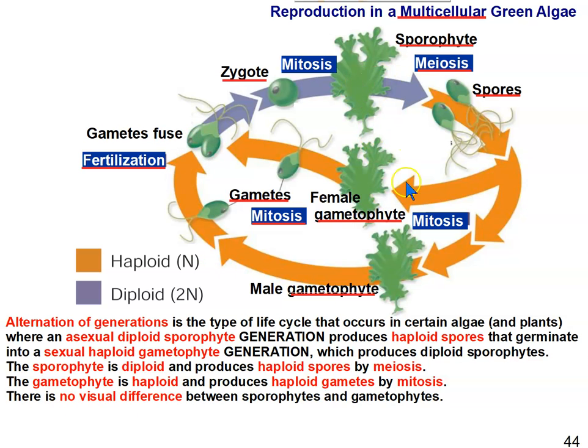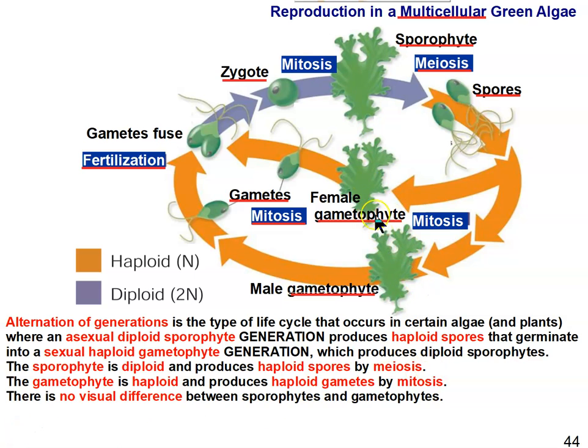So the weird thing here is that there's no visual difference between the diploid sporophyte and the haploid gametophytes. You can't tell by looking at these, at least without a microscope, that this is a diploid sporophyte and these are haploid gametophytes.